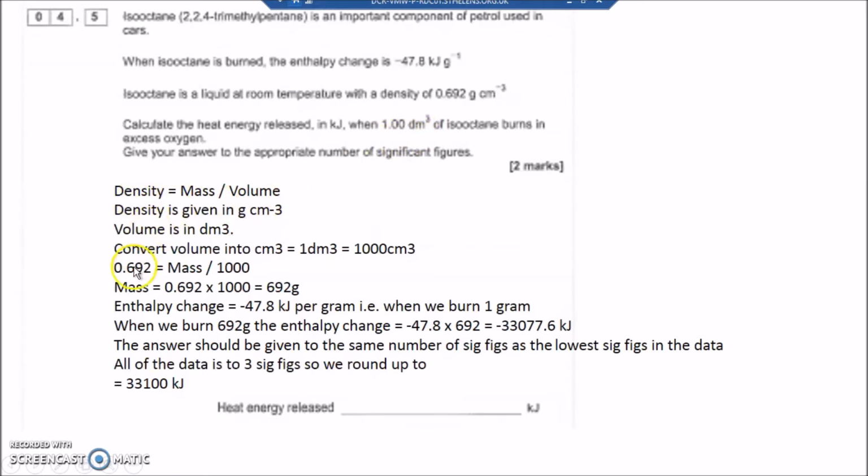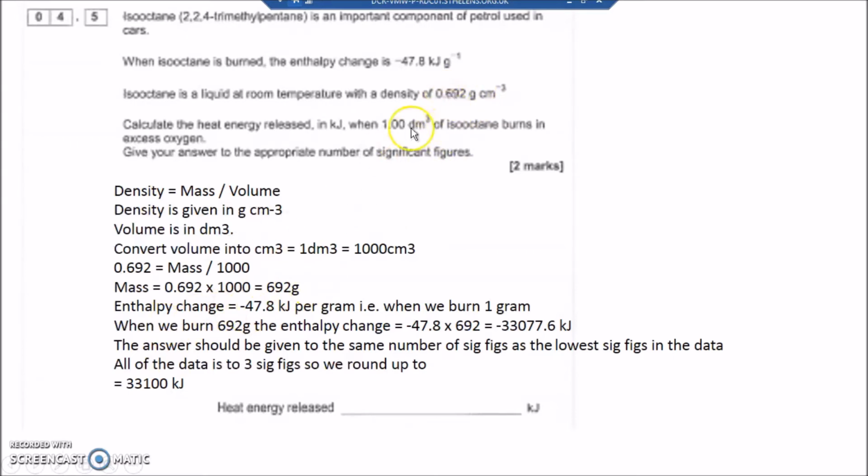So now, density is 0.692. The mass, I don't know. I'm not given the mass, and I think that's what I've got to work out. Divided by the volume, which needs to be in centimeters cubed to match the units of density, divided by 1,000. Mass equals 0.692 times 1,000, so I've multiplied through by 1,000, and that will equal 692 grams. And it's in grams because the units of density are in grams.